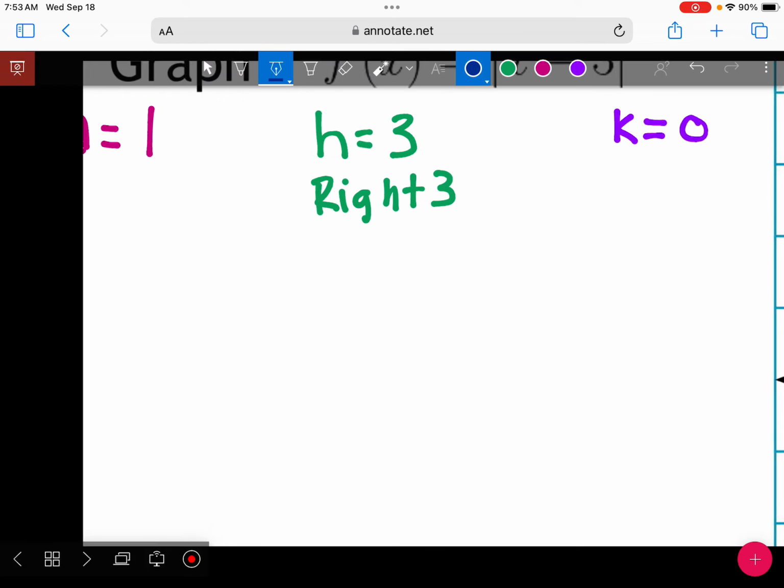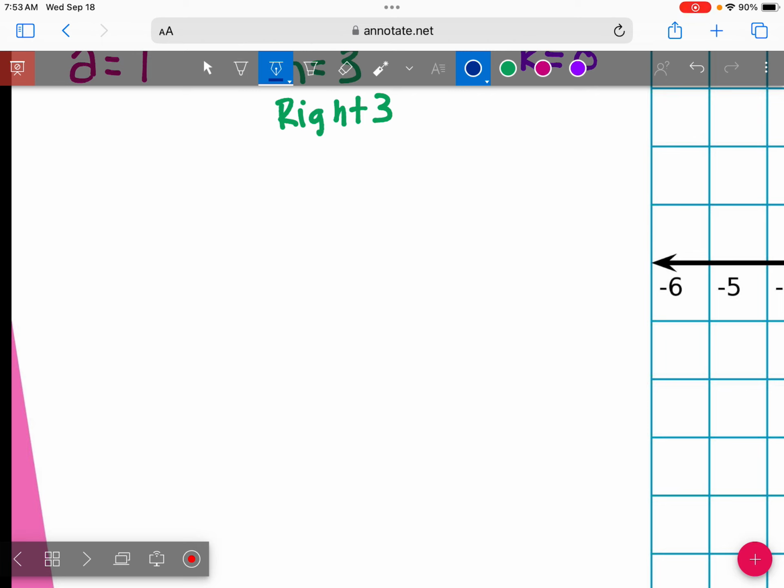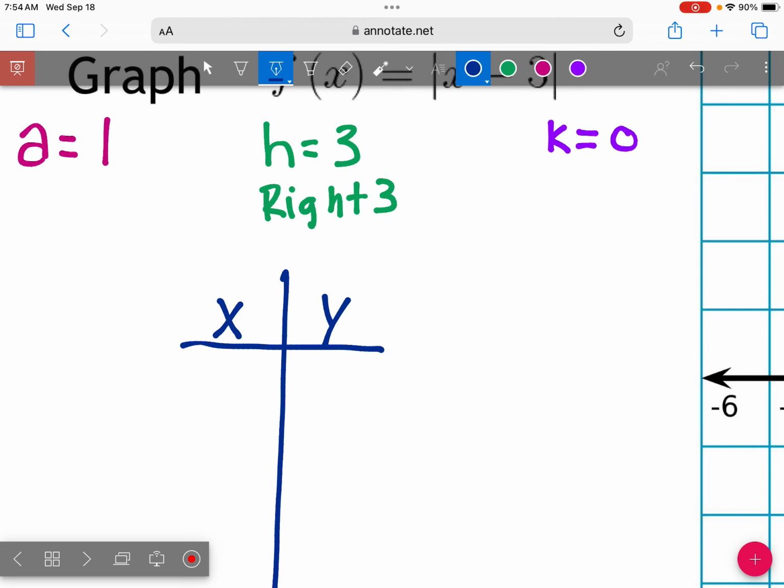So when we're making our tables here, doing this using our A, H, and K, I'm going to wind up writing 2 tables, but I kind of do them in a strange way. So I'm going to start in the middle. I'm going to pick my x's to find my y's. And we're going to put in here what's called our parent function. This is the very first one we did yesterday. The basicest of basic. No h, no k, no nothing. My y equals the absolute value of x.